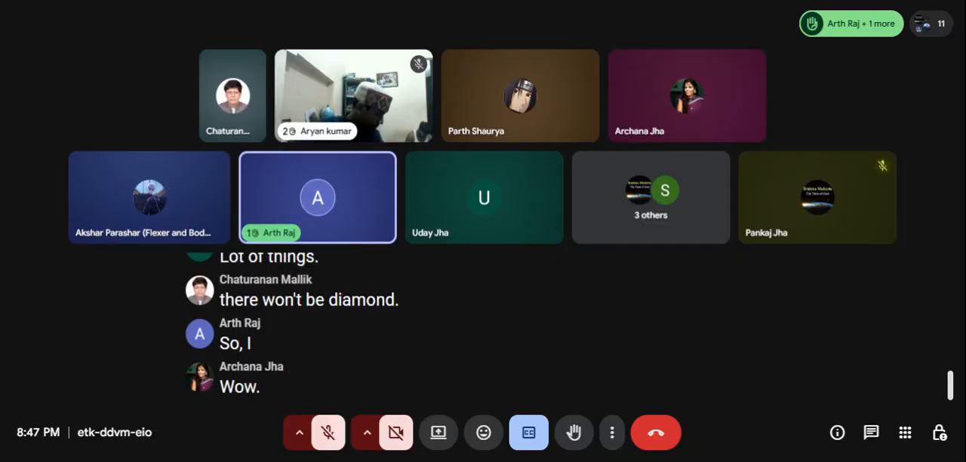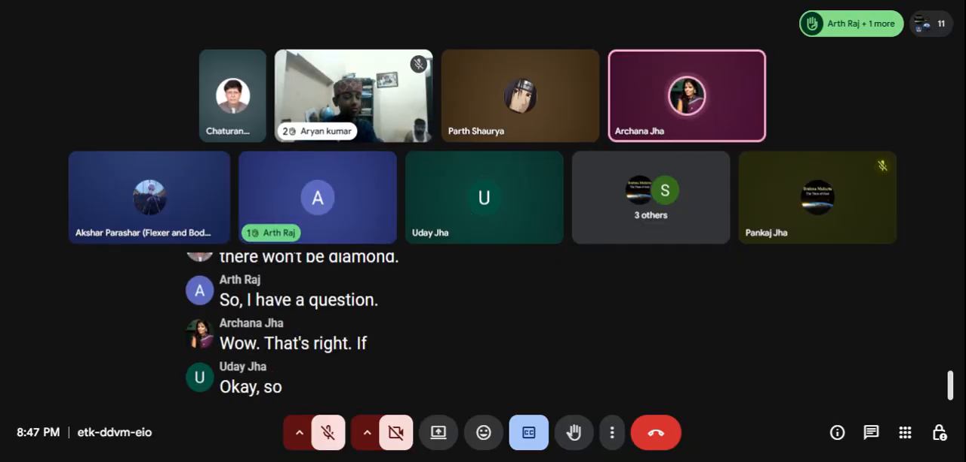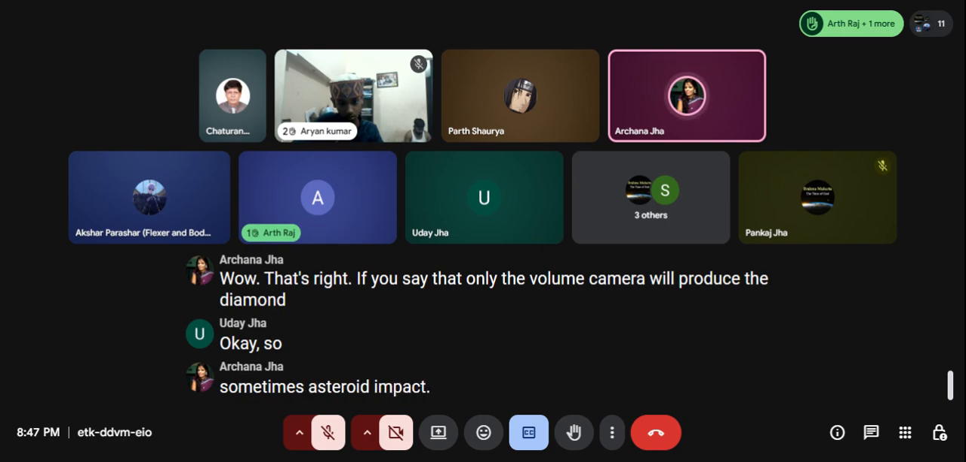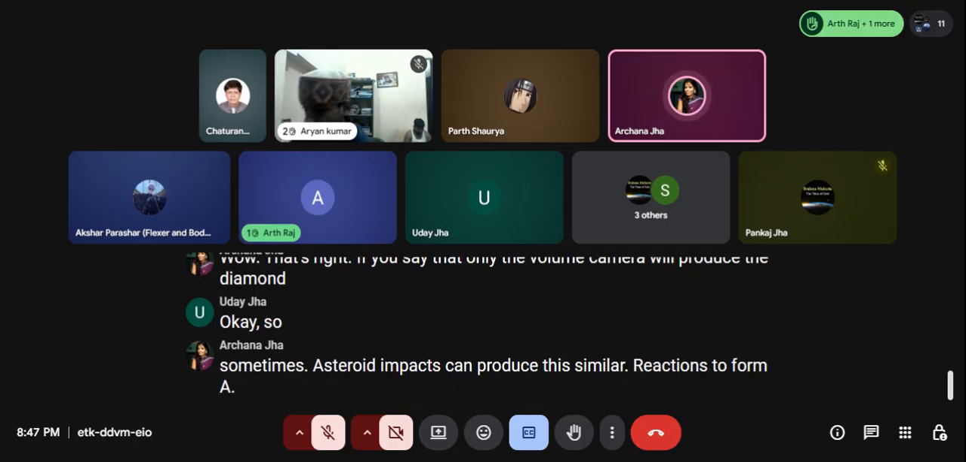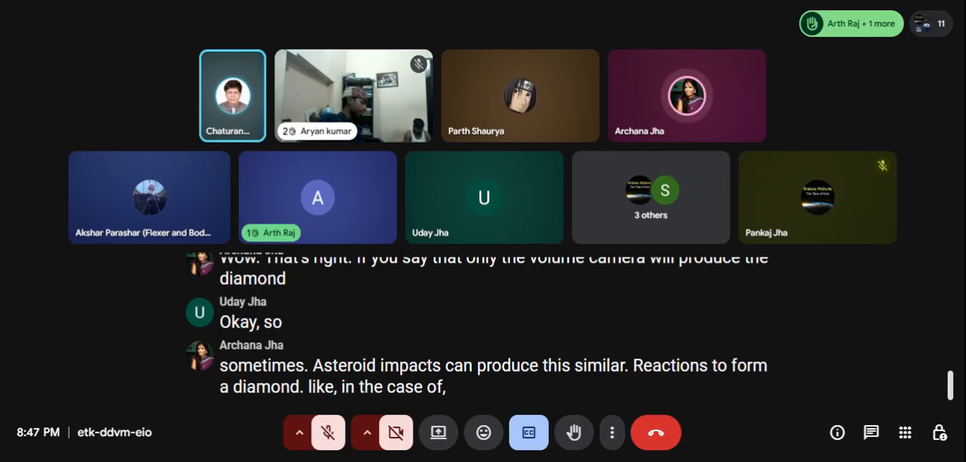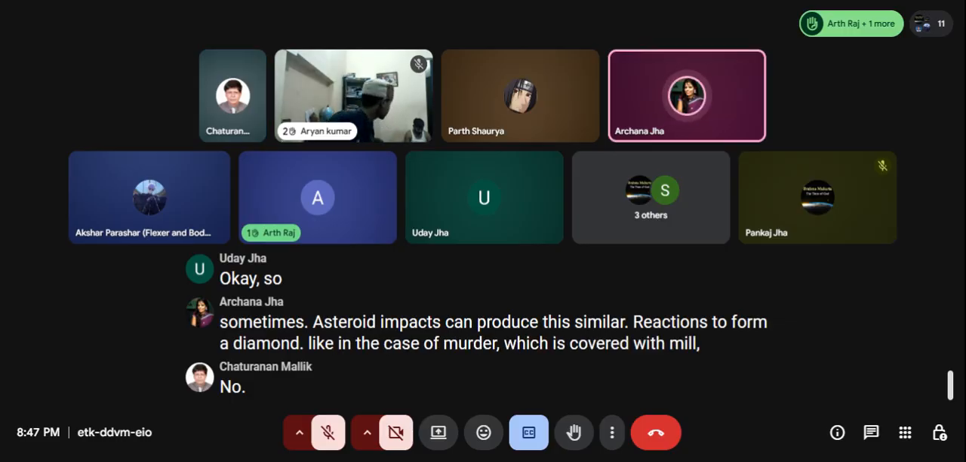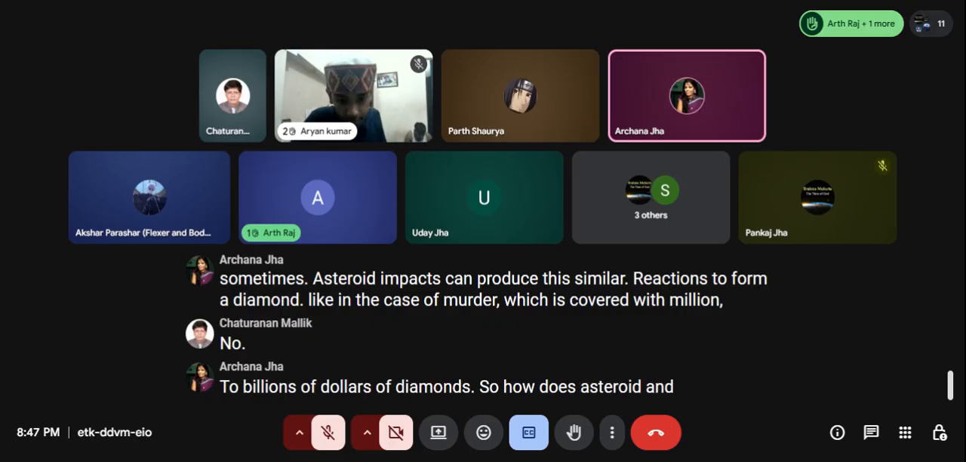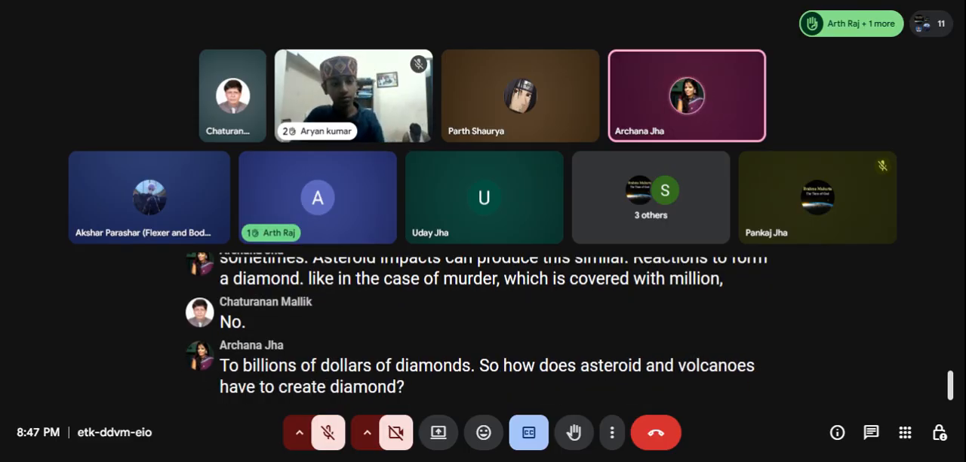Sir, I have a question. Is it necessary that only the volcano will produce the diamond? Sometimes asteroid impacts can produce similar reactions to form a diamond, like in the case of Mercury, which is covered with billions of dollars of diamonds. So how do asteroids and volcanoes help to create diamonds?